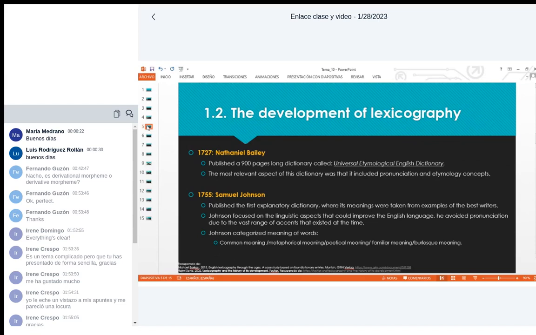We know that by the 16th century, as we saw last Saturday, there was the great vowel shift, a change in the pronunciation of English, and people needed a kind of rule book where you could see the different pronunciation of the words.